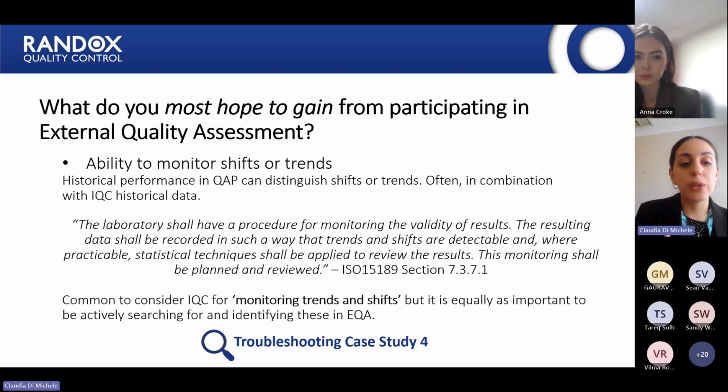And I think it's quite common to consider this ISO statement in the context of IQC, monitoring your trends and shifts in internal QC. However, this statement is at the very beginning of this section on quality control. It is neither referencing IQC or EQA, which is suggestive that it was an overall statement. So it is equally important to be actively searching for and identifying any trends and shifts that are happening in your QAP. And we do have a case study on this later about monitoring and detecting a trend and what you might be able to do to troubleshoot it from there.